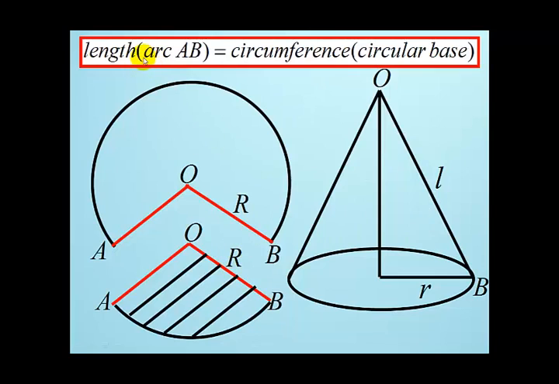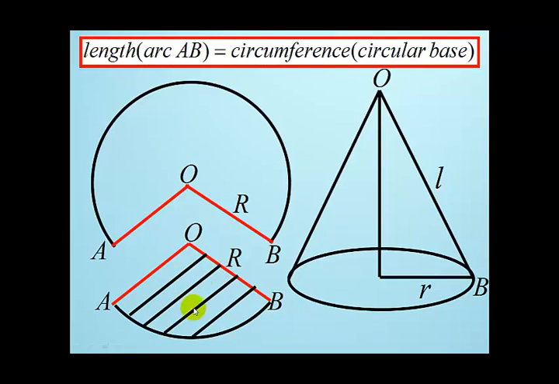Now, let's take note of this. When you form a cone from a sector of a circle, either the minor sector or the major sector, the length of the arc AB is equal to the circumference of the circular base. Now let me try to explain so you understand. We have two sectors, the minor sector and the major sector.